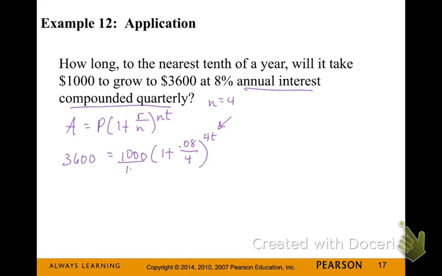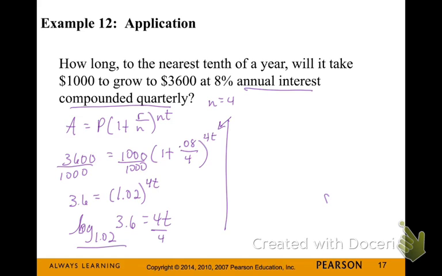So let's isolate it. Divide by 1,000. So 3.6 equals, do the math in the parentheses, 1.02 raised to the 4t. Now let's rewrite this as a logarithm. So log base 1.02 of 3.6 equals 4t. To solve for t, you're just going to divide both sides by 4. And when you do that, put the logarithm on your calculator, then divide the value by 4. So it will be approximately 16.2 years.